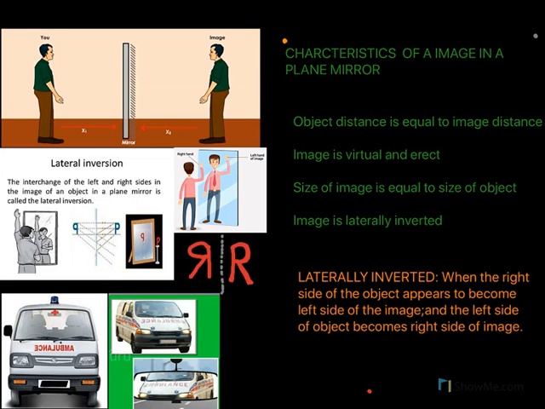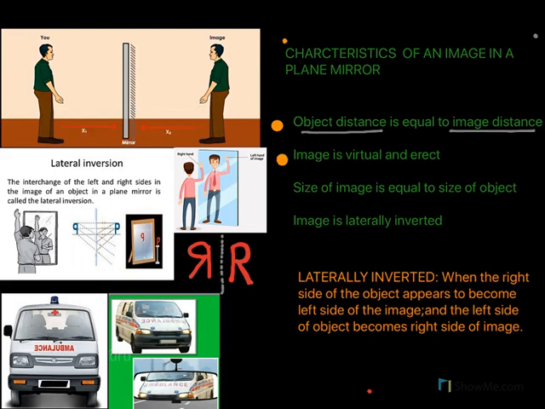The characteristics of an image in a plane mirror. The first characteristic is that the distance between the object and the mirror is equal to the distance between the mirror and the image. So we can say the object distance is equal to the image distance.